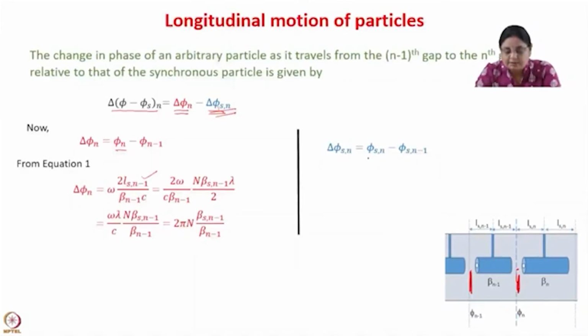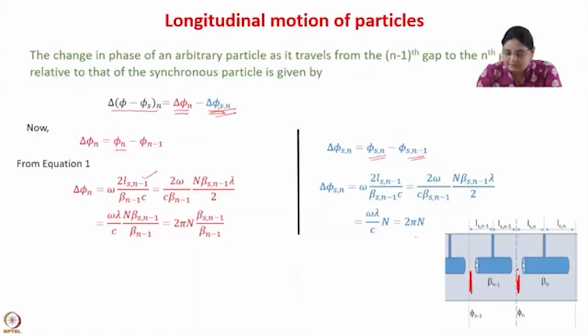So here this is phi s n minus phi s n minus 1. Again you can write it as omega into t. So this is the distance traveled divided by the velocity. So this comes out to be equal to 2 pi n. This is for the synchronous particle. So the synchronous particle travels at the right time. It takes either time t or t by 2 depending on whether it's a 0 mode structure or a pi mode structure and reaches here in the correct time to see the same phase. So delta phi s n is equal to 2 pi n.